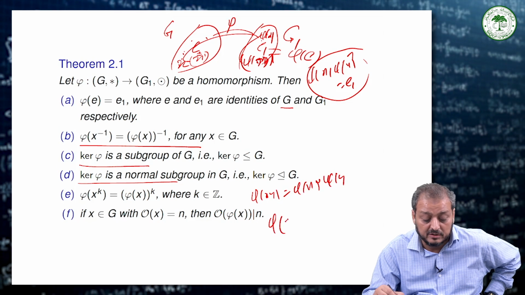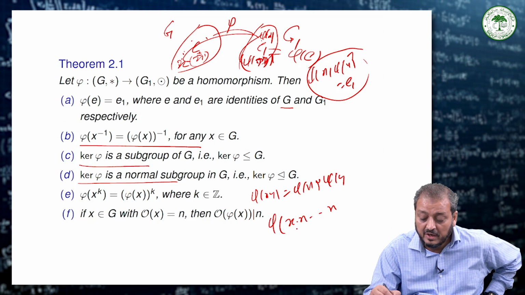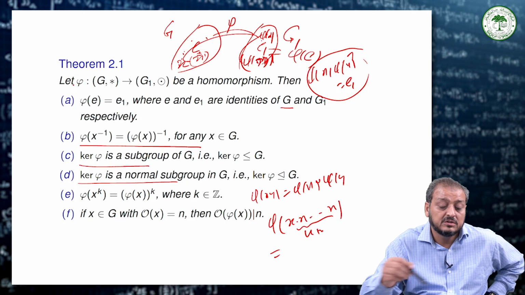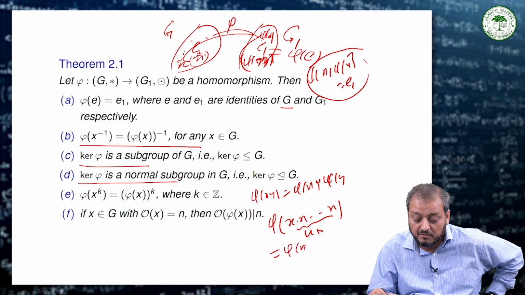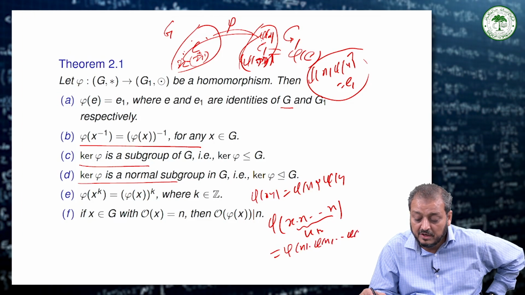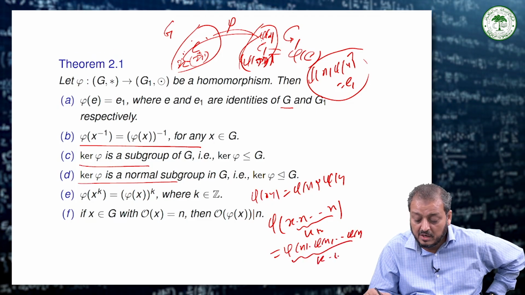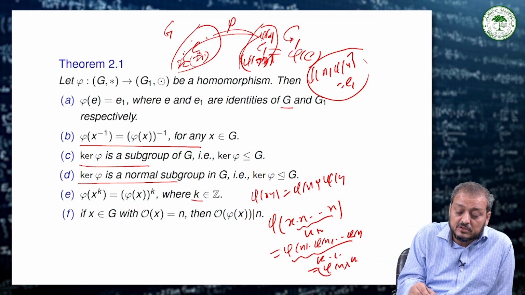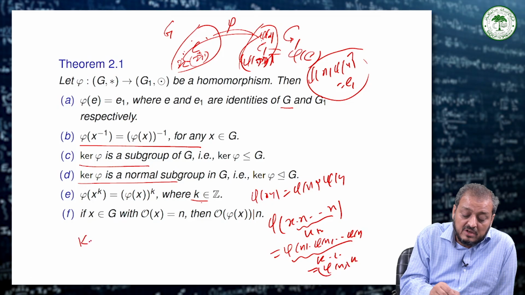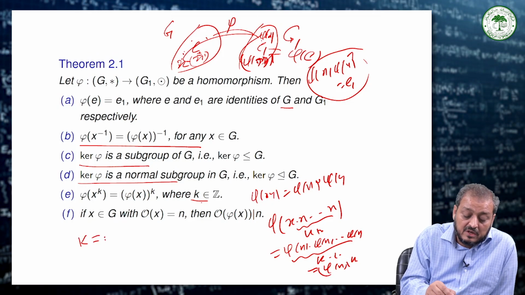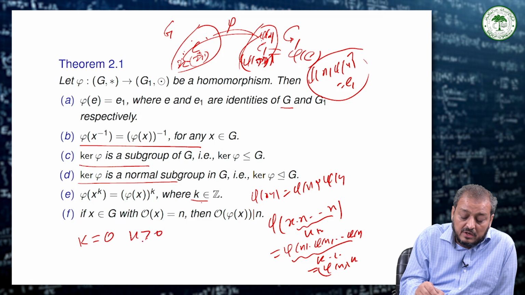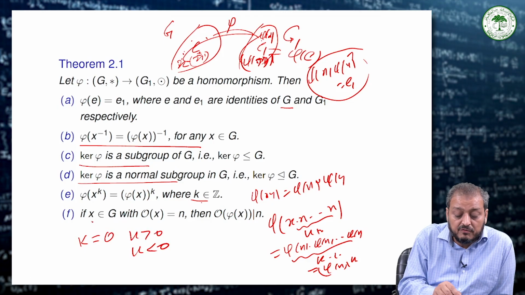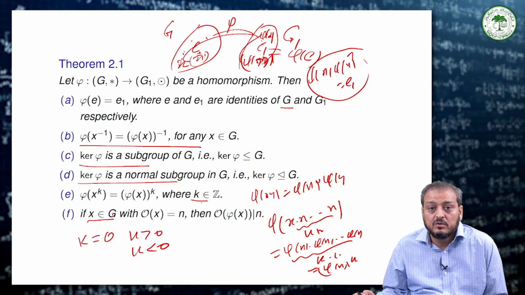Now x to the power k can be written as x times x times x up to x, k times. Because it is a homomorphism, this is phi of x times phi of x, again k times, and this is the same as phi of x to the power k. Similarly for all integers. If it is true for all integers, then we have three cases: k equal to 0, k greater than 0, and k less than 0.